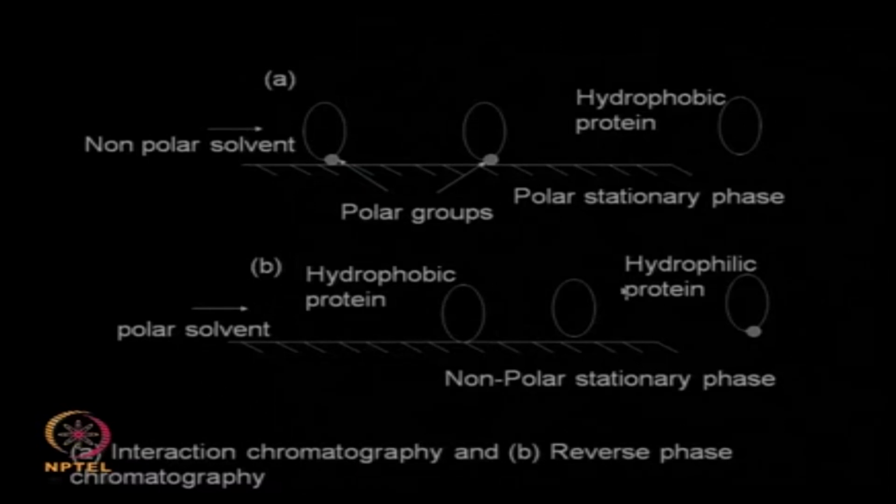Whereas if you take a hydrophobic type of interaction system, or reverse phase chromatography, you will have a non-polar stationary phase and you will use a polar solvent. The hydrophilic proteins will come out first because they are not going to interact with the stationary phase, whereas the hydrophobic proteins will come out in the end because they will be interacting with the stationary phase. So there are two types of approaches: we can use a polar stationary phase and a non-polar solvent, or a non-polar stationary phase and a polar solvent. Both can be used depending upon what you want to recover, what you want to separate, what the mixture contains, what the concentration of the protein of your interest is, cost factors, time factors, and so on.